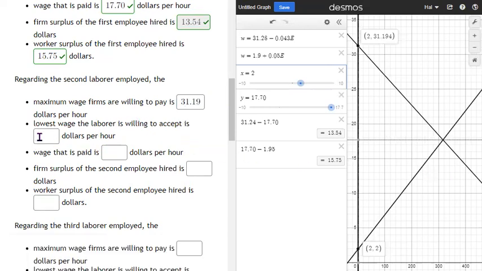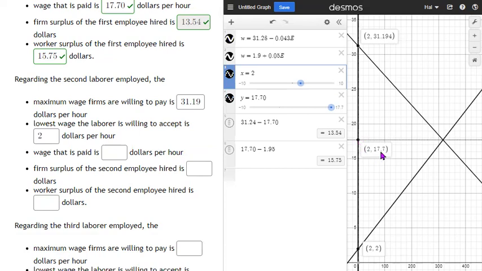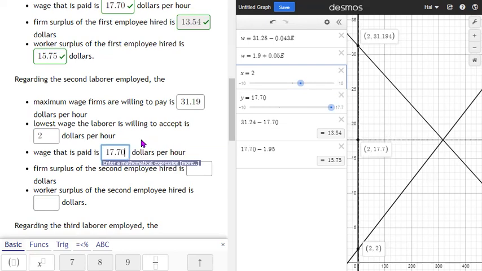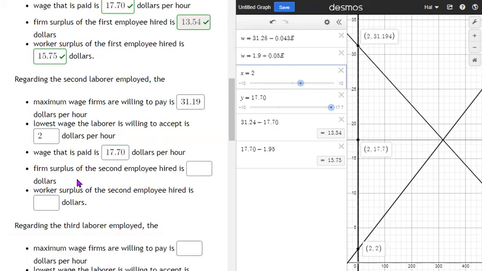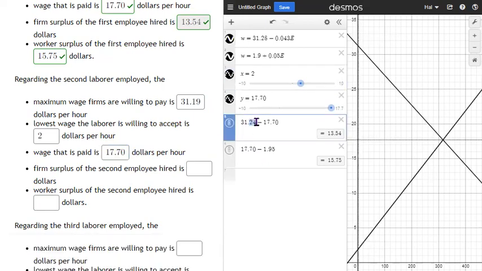Okay, so the lowest wage the laborer is willing to accept, the second employee is willing to work for as low as $2 an hour, right? The wage that is paid, of course, is $17.70, the market wage. The firm surplus of the second employee is the difference between the wage they would be willing to pay that person minus the wage they get to pay that person. So we're just going to modify this to be 31.19. We're also going to modify this to be 2, right?